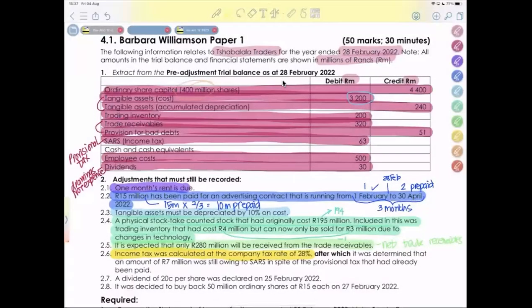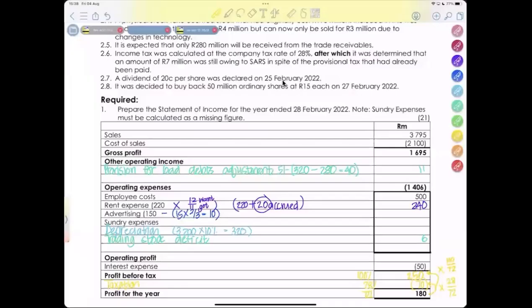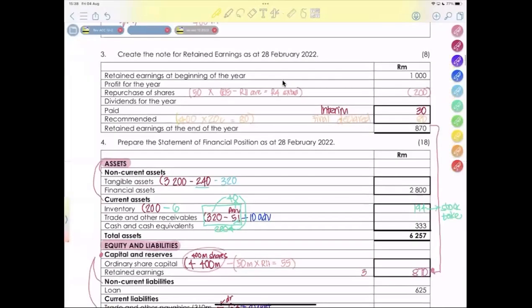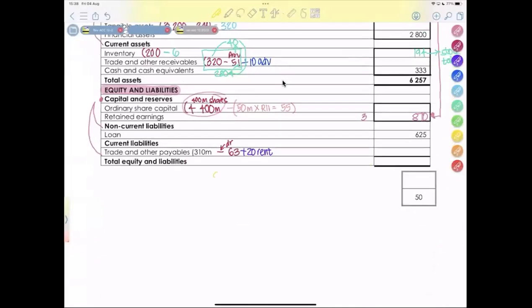We're then also told that this company tax was calculated, and after that, it was determined that an amount of 7 million was still owing to SARS in spite of the provisional tax that had already been paid. If we have to recreate the SARS account, we would see that we had an initial balance of 63 on the debit side. We got that from the information that was given at the beginning.